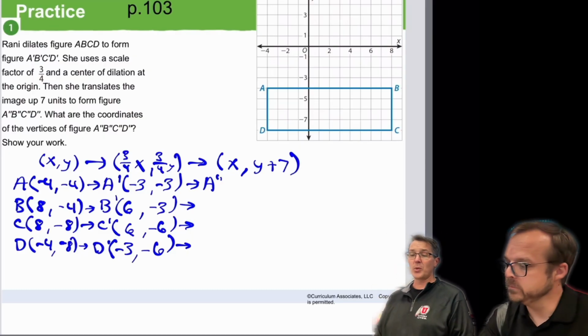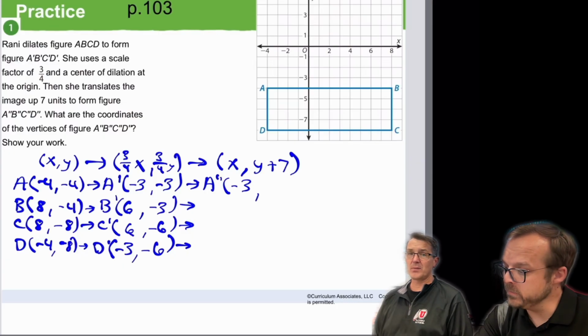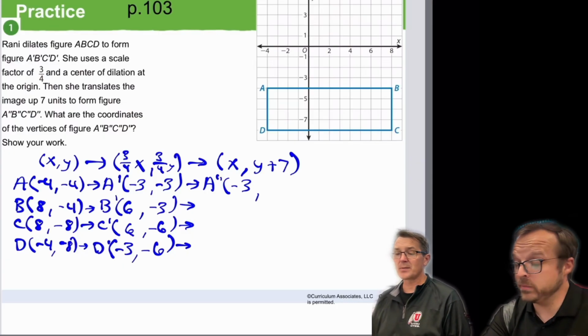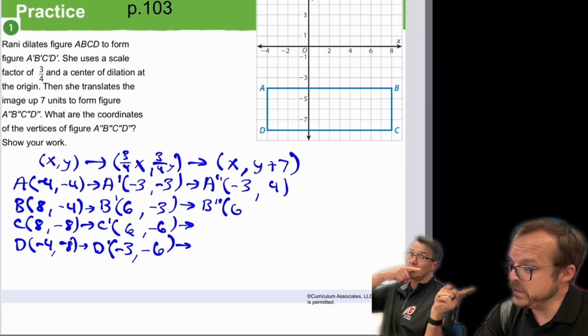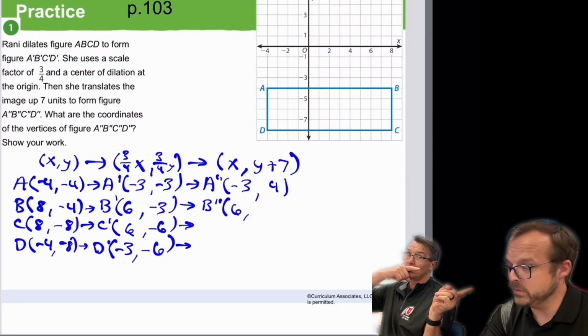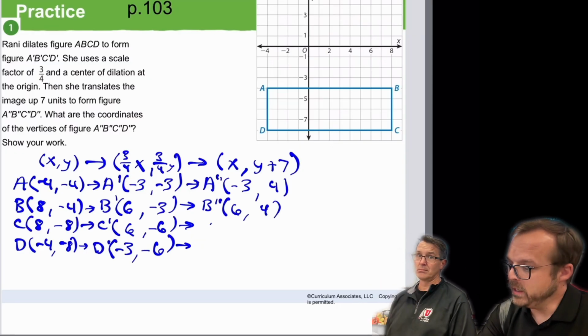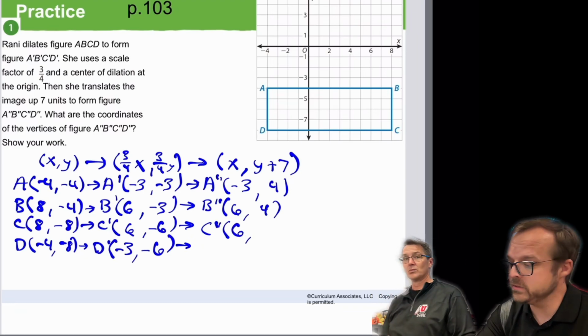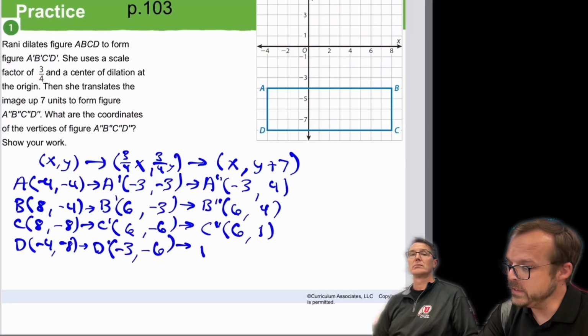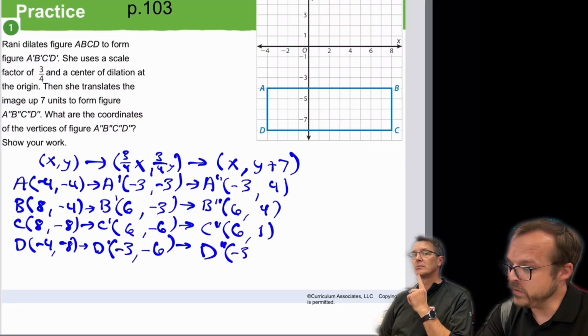And so we're just going to take those points, and we'll keep the x's on all of them, and then we'll add 7 to the y values. A double prime: -3 plus 7 is 4. For B double prime, we'll keep the x value, which is 6. -3 plus 7 is 4 again. C double prime, keep the x, which is 6. -6 plus 7 is 1. And then D double prime, we'll keep the x value. -6 plus 7 is 1.